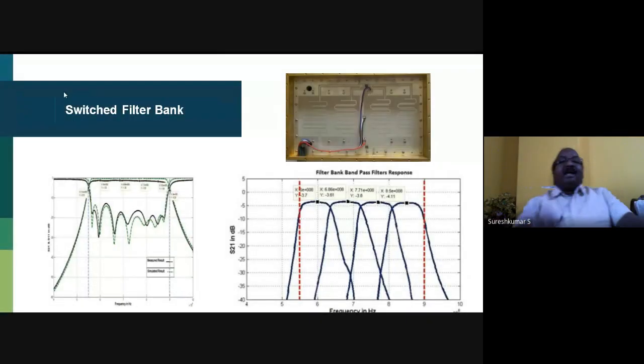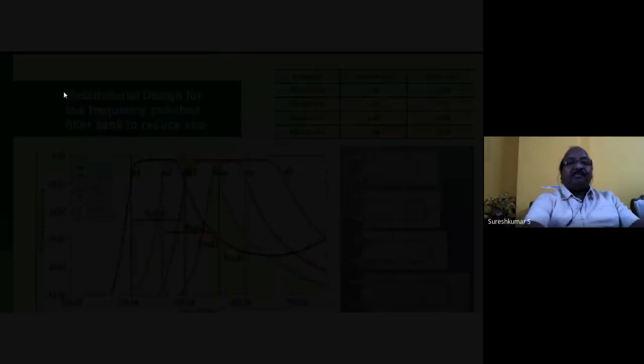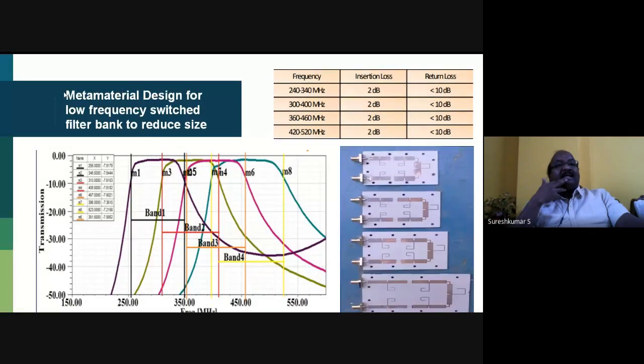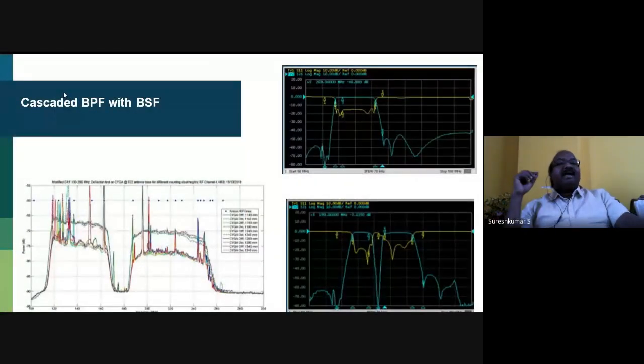And the other thing is, I told you about the switch bank filters. Yes, this is one of the designs. You see the band pass filter there, and these bands are sliced into four bands of 100 megahertz bandwidth. Okay, you can see the design here. Then there is another design, a metamaterial design for a low frequency switched bank filter. Okay, so why metamaterial? In the sense that when you try to make a filter for low frequencies, for example, 240 megahertz and 500 megahertz, the dimensions are too big. So metamaterial is one concept by which you can reduce the size of the filters. Okay, so this is all done. There was an IEEE publication on this by our colleague Sogoto. You can see it. And then a cascaded bandpass filter.